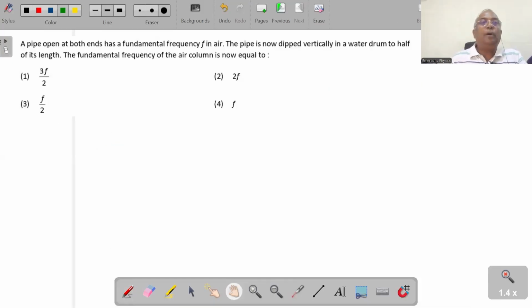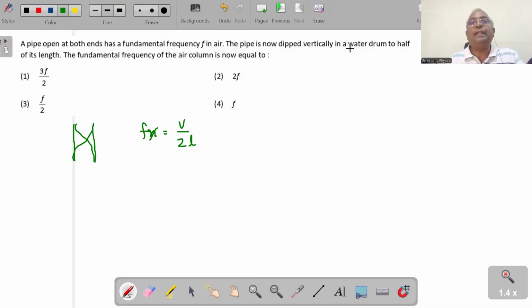A pipe open at both ends has a fundamental frequency n. Okay, both ends are open. The fundamental frequency is V by 2L when it is an open organ pipe. Its frequency is represented as f, not as n. f is the fundamental frequency. Okay, the pipe is now dipped vertically in a water drum to half its length.